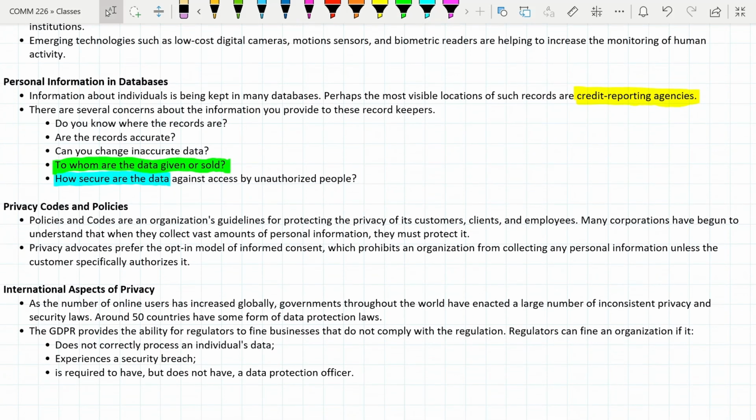Privacy codes and policies. So policies and codes are an organization's guidelines for protecting the privacy of its customers, clients, and employees. Many corporations have begun to understand that when they collect vast amounts of personal information, they must protect it. Privacy advocates prefer the opt-in model of informed consent, which prohibits an organization from collecting any personal information unless the customer specifically authorizes it. So, the opt-in model.